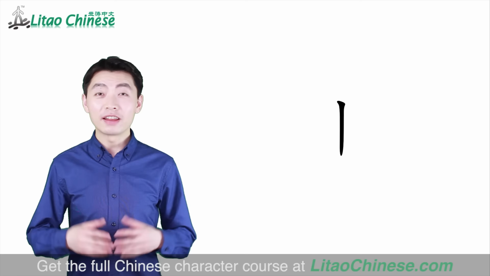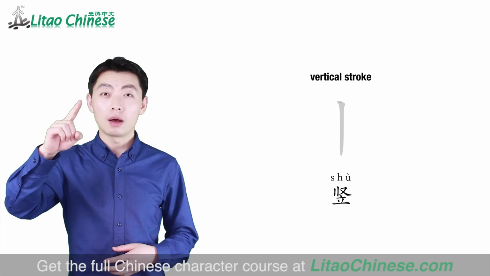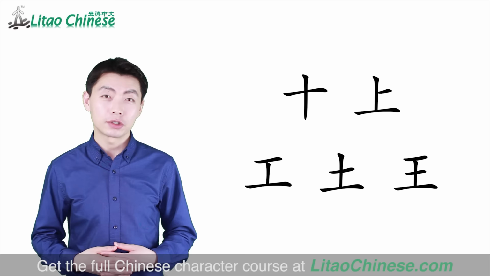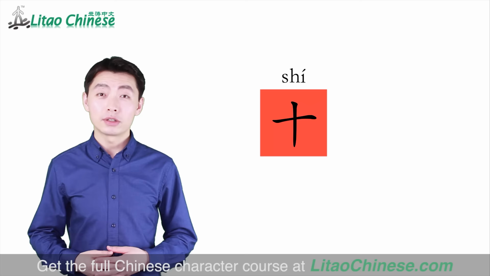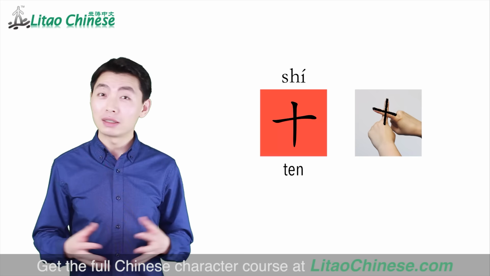This is the second basic stroke, the vertical stroke. We call it 竖. The vertical stroke 竖 is written from top to bottom, you cannot write it from bottom to top. In today's lesson, we are going to learn 5 Chinese characters that have the vertical stroke 竖. This character is 十, 十, which is number 10. Sometimes Chinese people use this hand gesture for number 10. Now you know it does make sense.